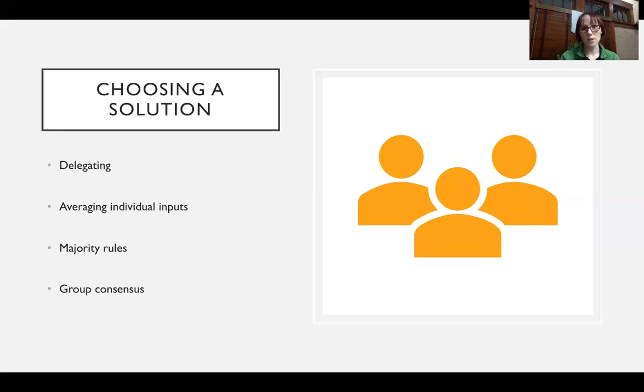There are obviously some downsides to this. If we bring a group together, we would want them to be a part of choosing the solution and not just putting it off onto one person.